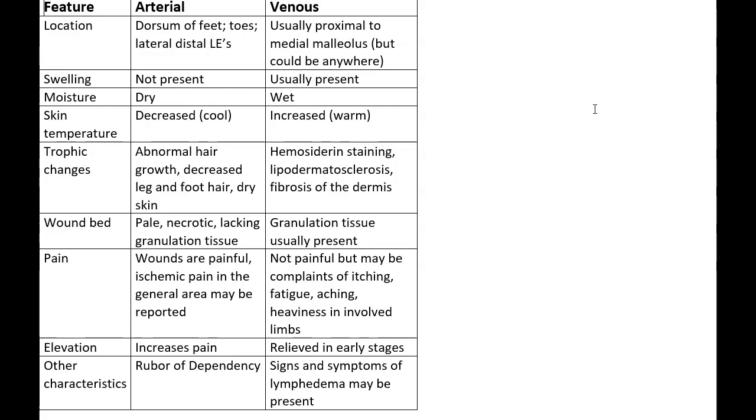Smoking cessation is the single biggest thing that will help slow the progression of any vascular disease.